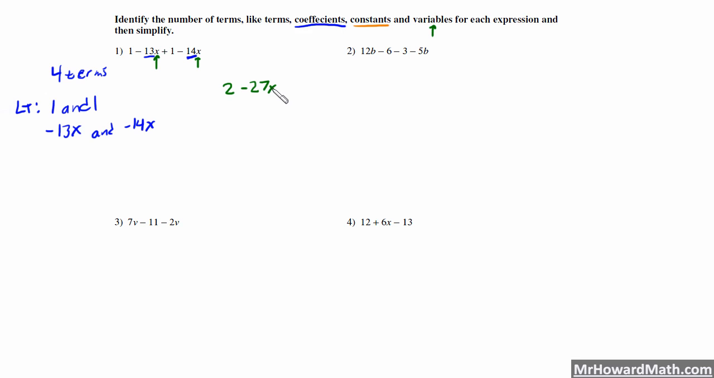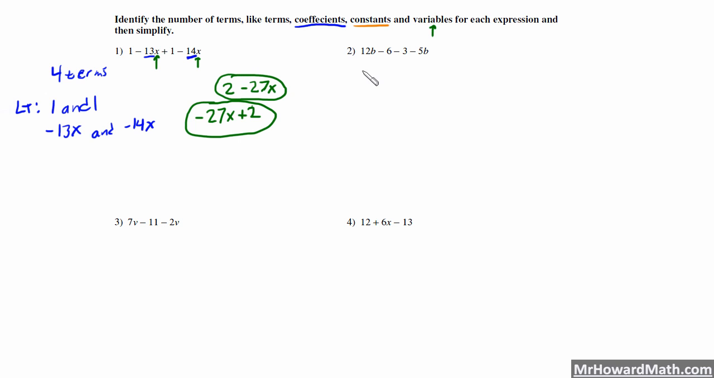Okay, and just to get used to writing it correctly as we move on throughout the year, you would normally write these in decreasing order. So your largest exponent variable would go first. So in this case, that would be the x term. So we can write this as negative 27x plus 2. Realize that both of these are equivalent. So really either answer is correct. So I'm going to circle both of these.